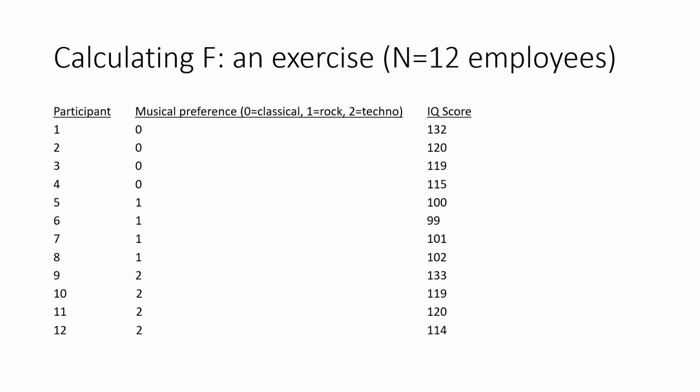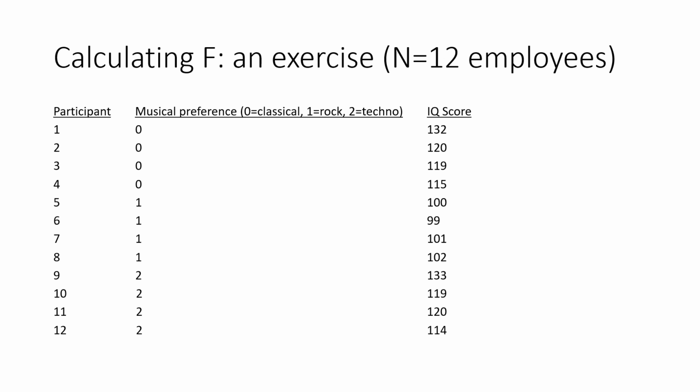If you look at our independent variable, musical preference, you'll see that we have three categories or three groups. Those who are coded 0 have a preference for classical music. Those who are coded 1 have a preference for rock music. And those who are coded 2 have a preference for techno music.